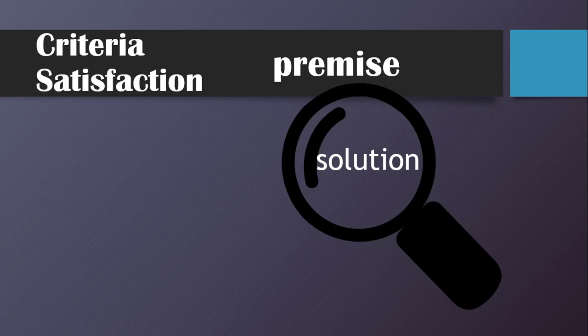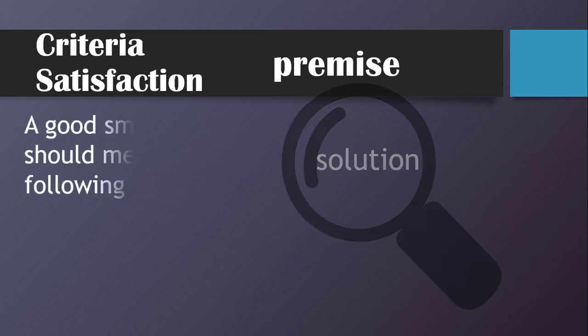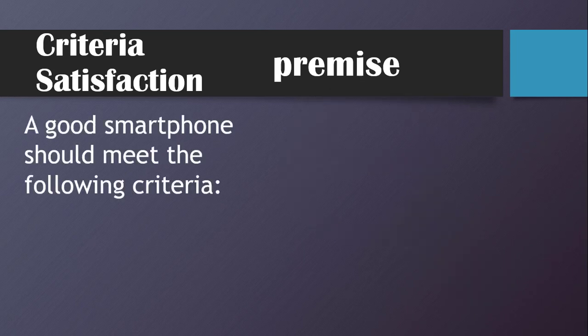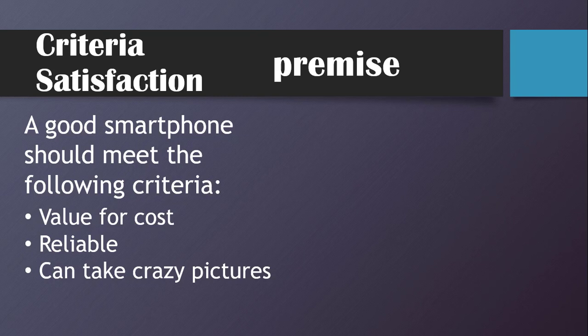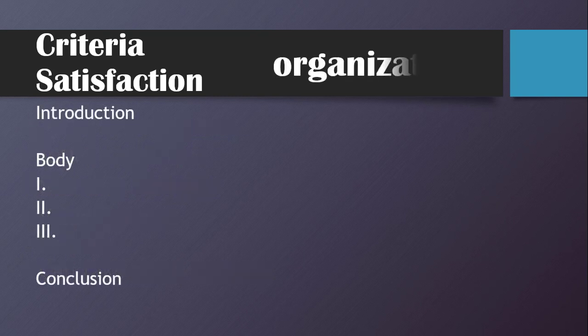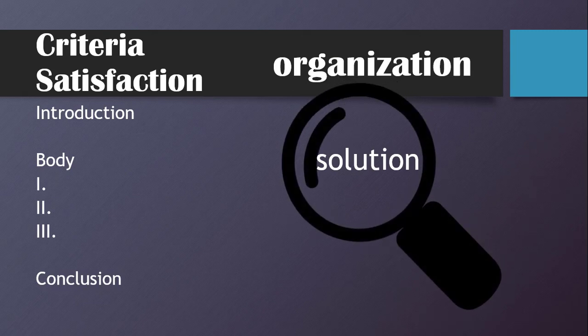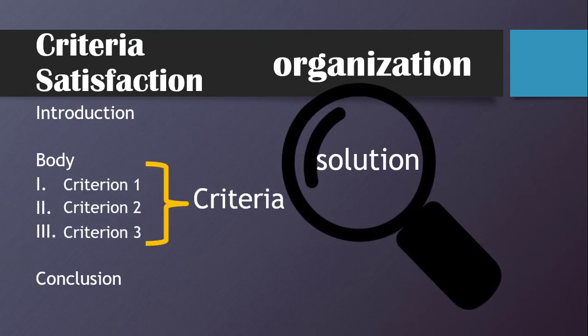For example, I think we can all agree that there are at least three criteria that a good smartphone needs to meet: good value for the cost, reliability, and ability to take crazy pictures. Okay, maybe those are my criteria, but we'll use these for our examples. Once I get you to agree to the criteria, my organization can then focus on the solution, demonstrating that my solution will meet those criteria and thus meet your needs.